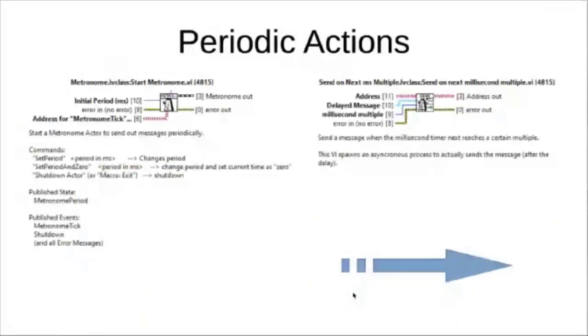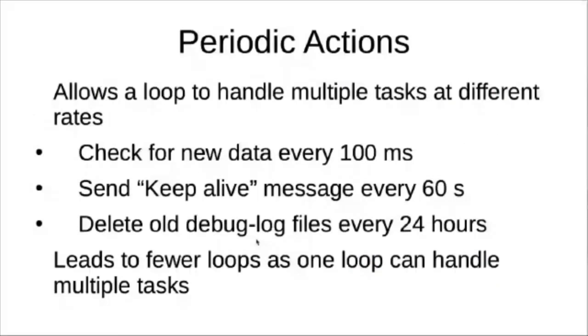And again, what time is it? I may skip this. This is just to show different ways of doing periodic actions that Messenger Library has. Basically, there's more than one way to get a single loop to handle more than one thing at a different rate.